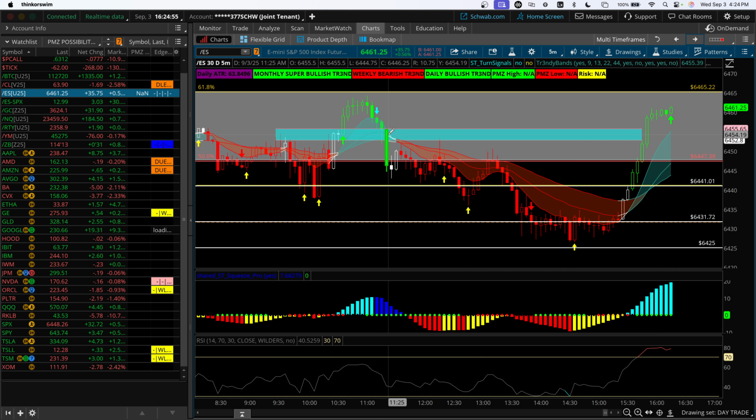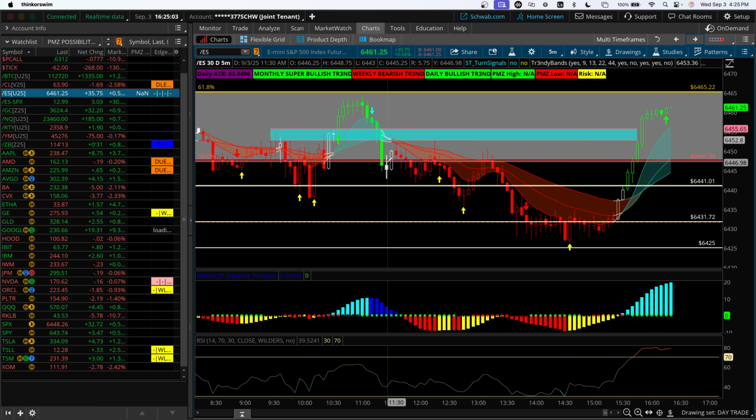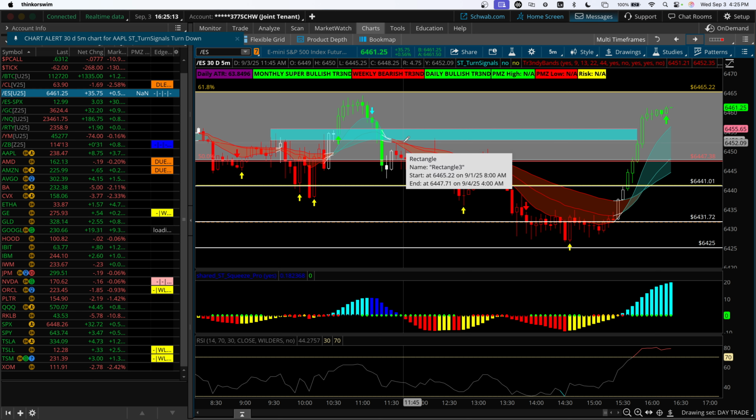The first trade that I took of the day was actually short below the PMZ. We flushed down below the PMZ on this big 5-minute candle. We came down into the first target. Then I waited for a retrace to the PMZ before going short.